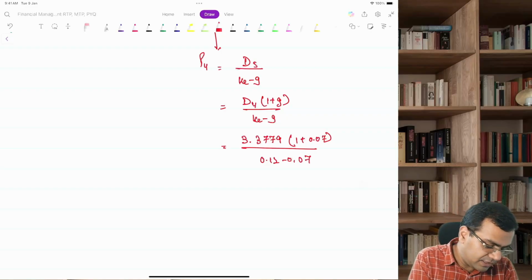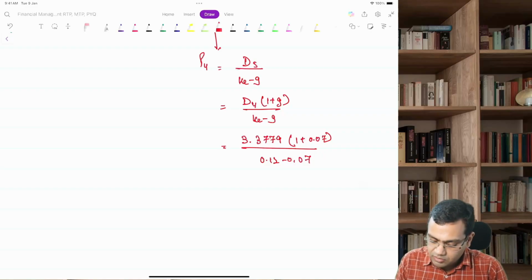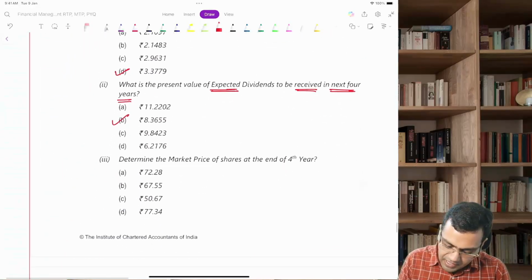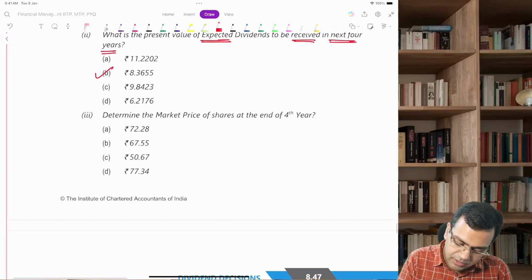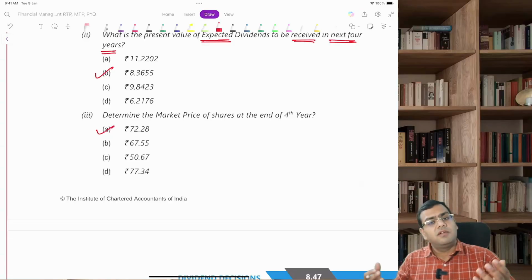So what will be the answer? Let's say 3.3779 plus 7% growth rate divided by 0.05. So that comes to 72.28 or 29. That comes to 72.287. Right, so this is the value that we are getting, 72.28. Correct, sir? This is the market price of the share at the end of the 4th year.